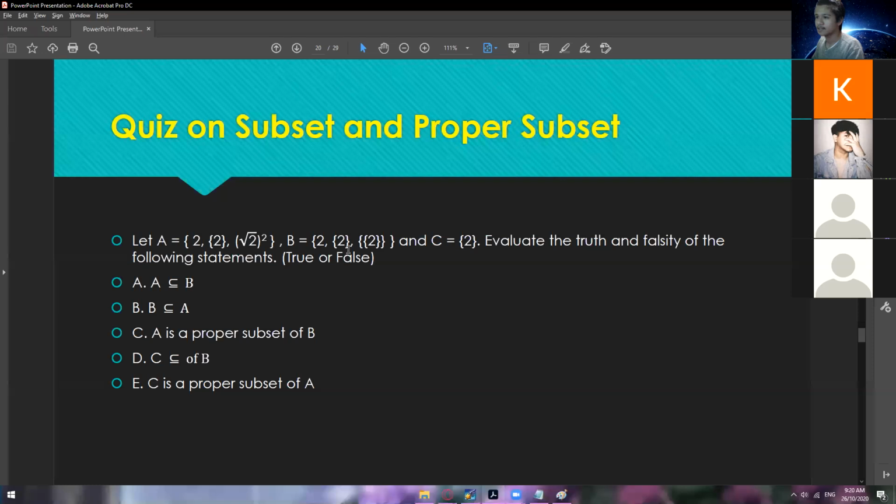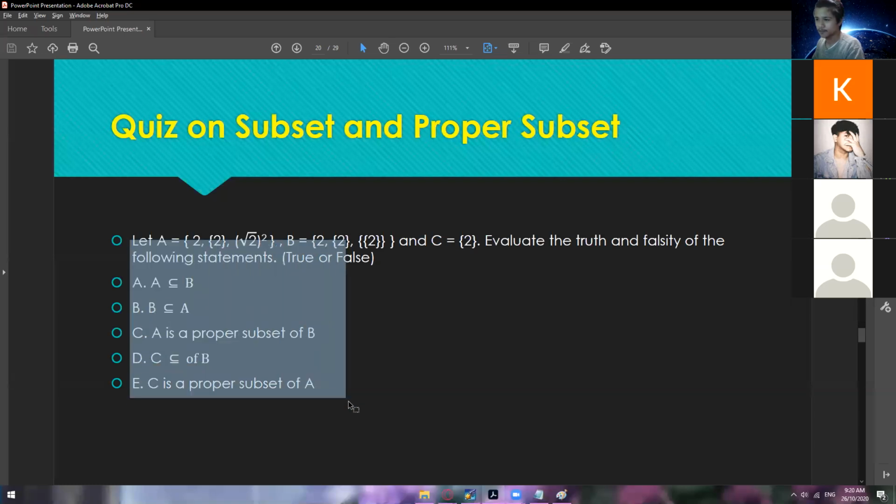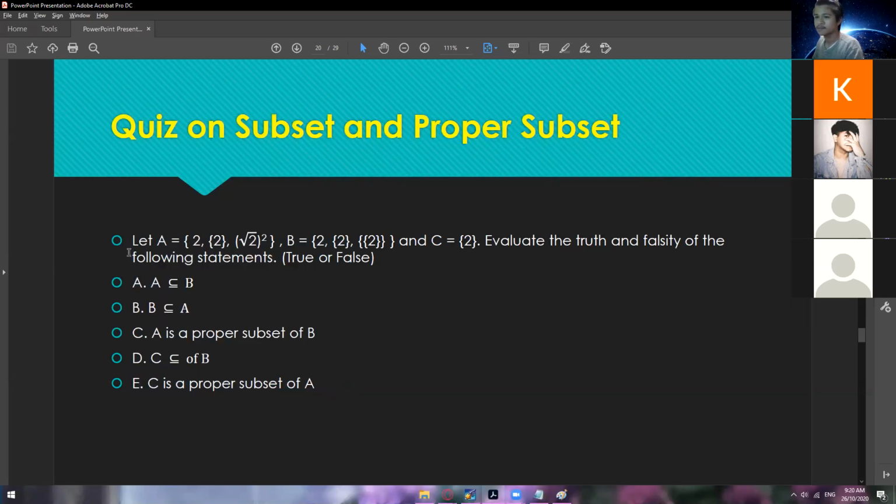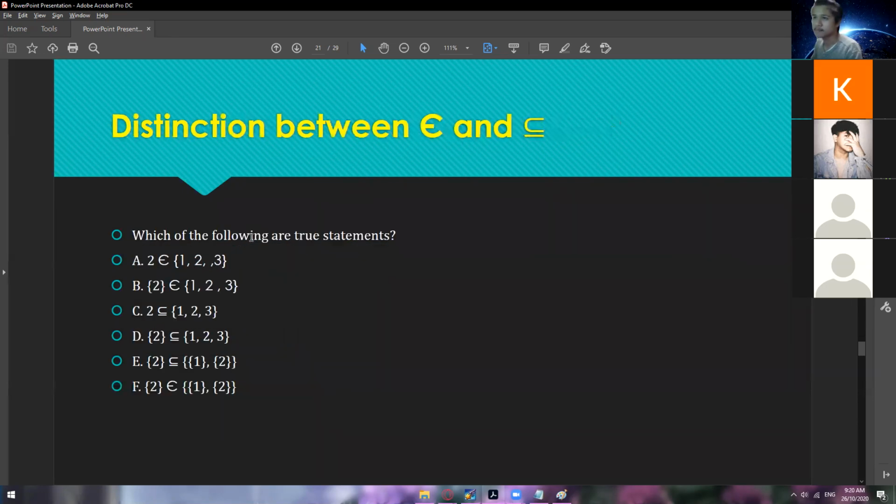So after that, expect that you're going to have a quiz, of course. So iwanan ko na to sa inyo. So just answer this one on Canvas. So true or false lang naman siya.